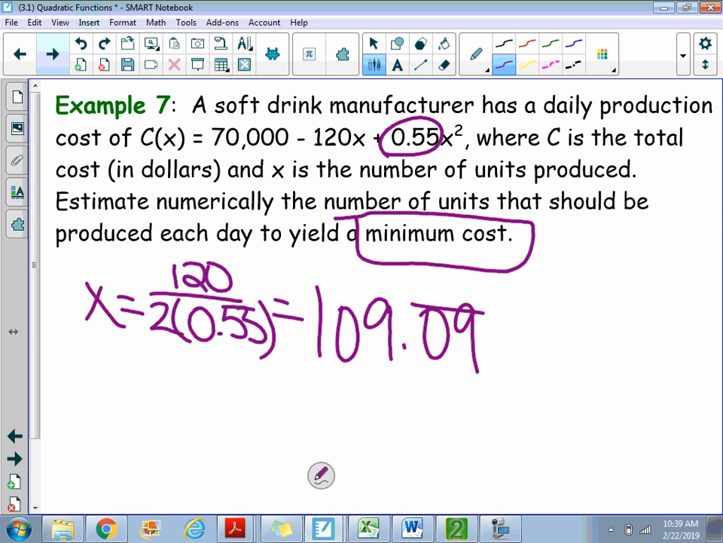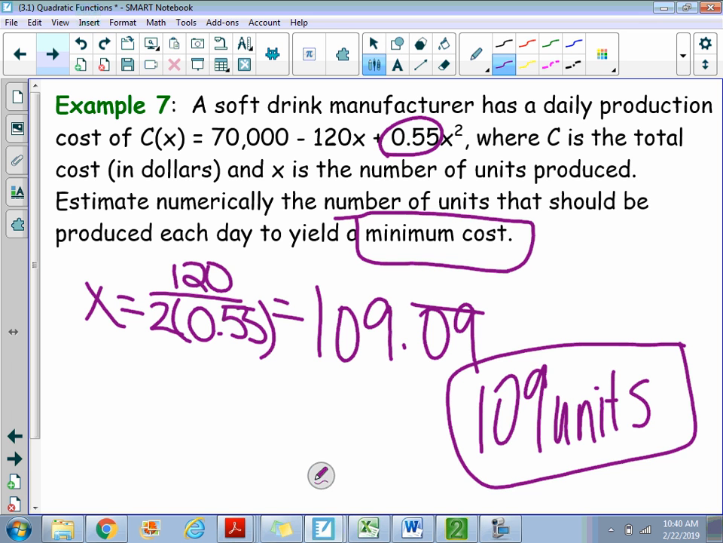So now we need to answer the question. We want to know how many units I need to produce. What does that 109.09 repeating represent? The number of minimum units. So do I need to plug that in? No. Now answer the question. How many units? 109 units, good. So sometimes, when you just get X, that is your answer.